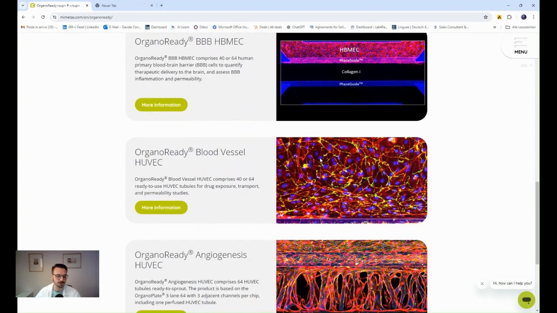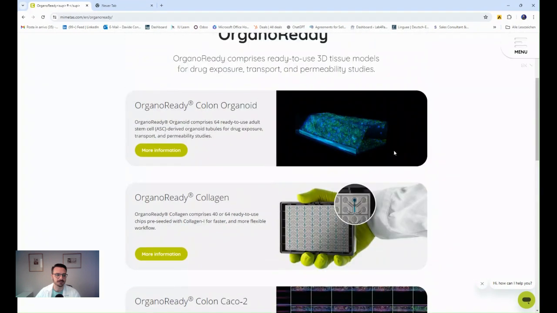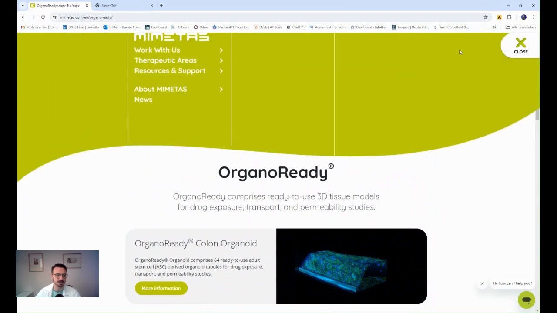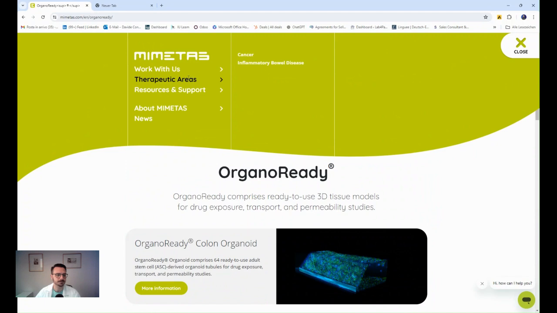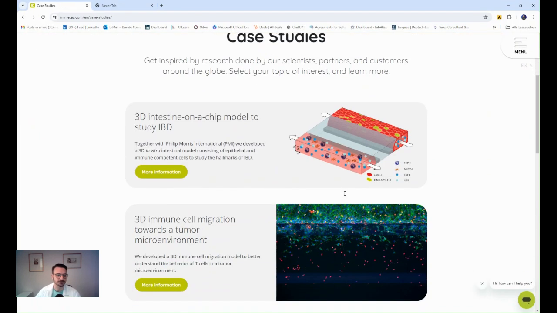And you can use this for a lot of different applications, a lot of cancer applications, obviously, where angiogenesis is important. It's representing this kind of model, but you can also use it for a lot of other possibilities here. Inflammatory bowel disease is mentioned as another application. But if we go into resources and support and then case studies, we can also see how they foresee using this model. So you see this central channel where they can seed different kinds of cells.